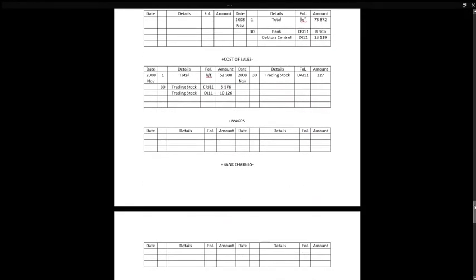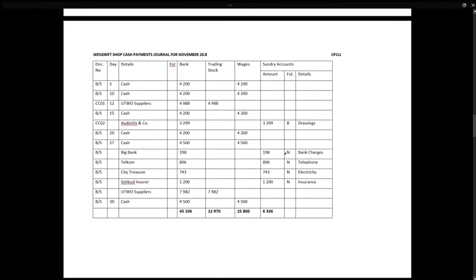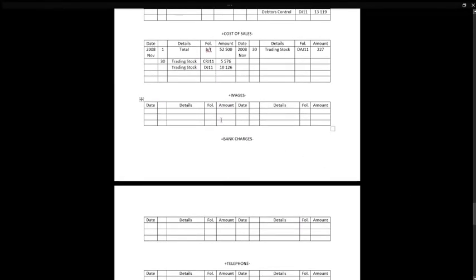Then wages. They did not provide us with an opening total. Wages, we paid a lot of wages to the amount of 25,800 Rand. Let's go and put that in. Wages is an expense account, and my expenses increase on the debit side to the amount of 25,800 Rand.